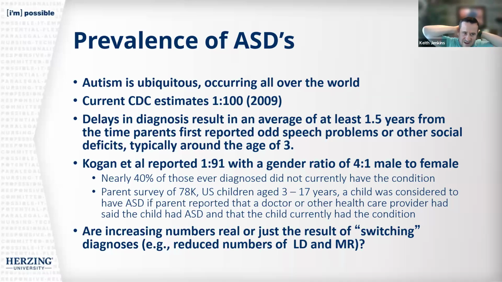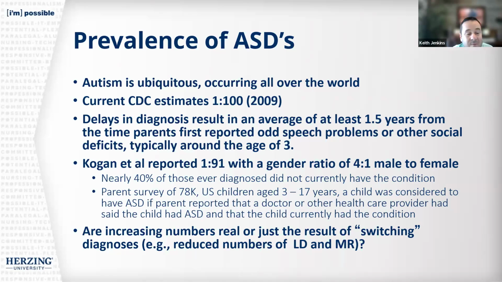So how prevalent is ASD? It's ubiquitous, occurs all over the world. It's not isolated to one particular culture or anything like that. CDC estimates about 1 in 100. That data's from 2009. It may be a little different now, but it's probably not that far off. Delays in diagnosis result in an average of at least 1.5 years from the time parents first report odd speech problems or other social deficits, and it typically occurs around age 3 before they finally get diagnosed.